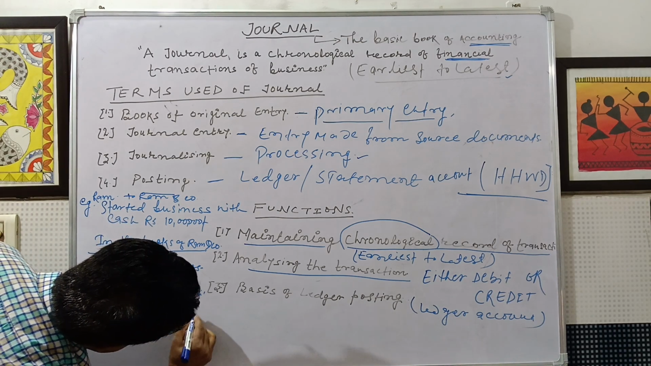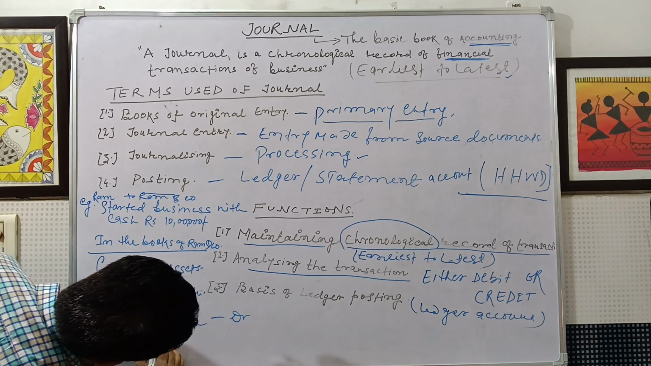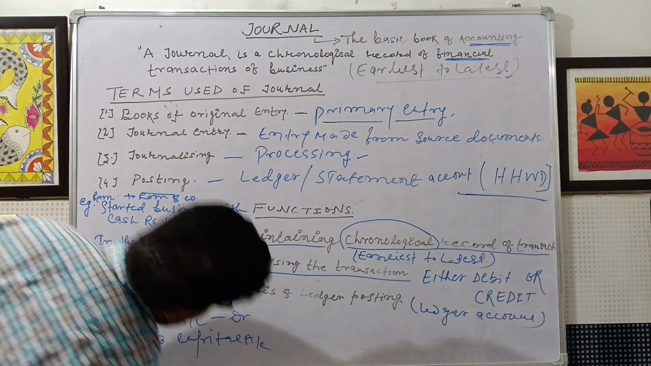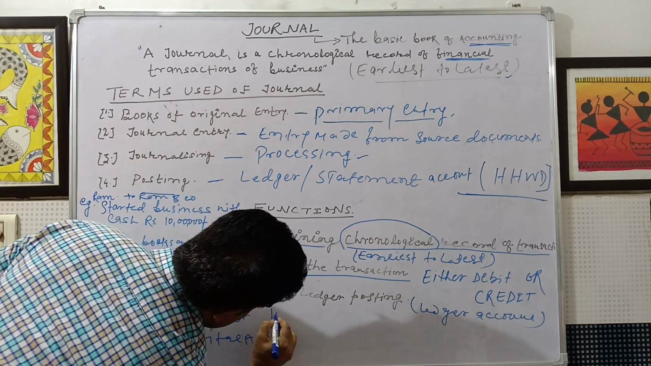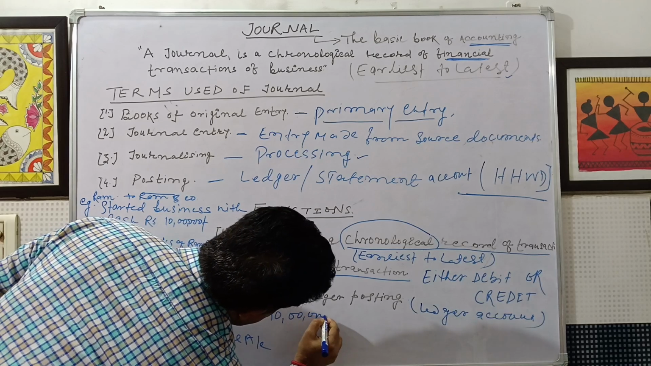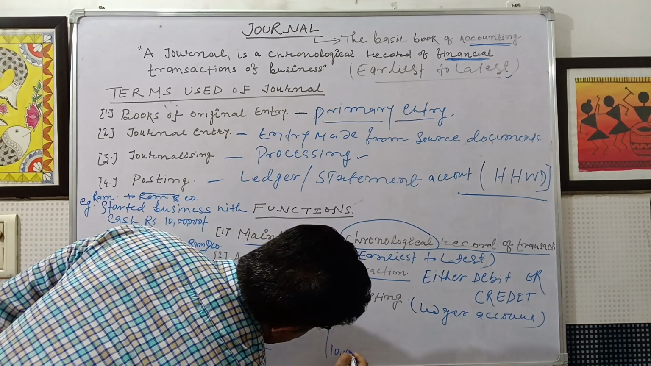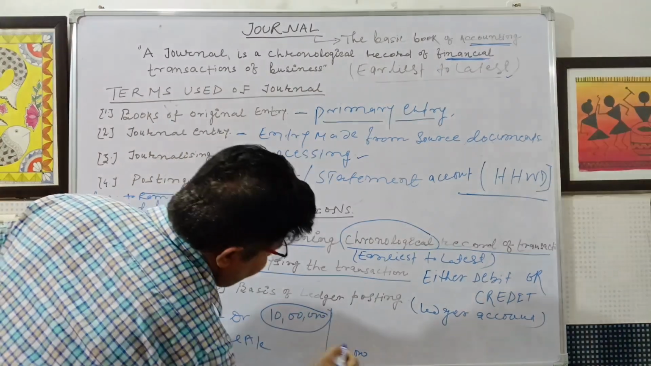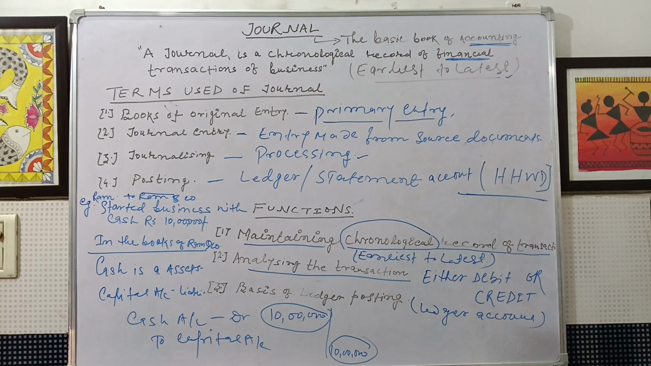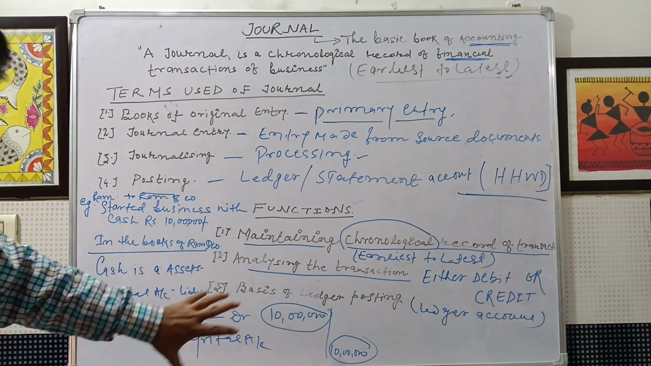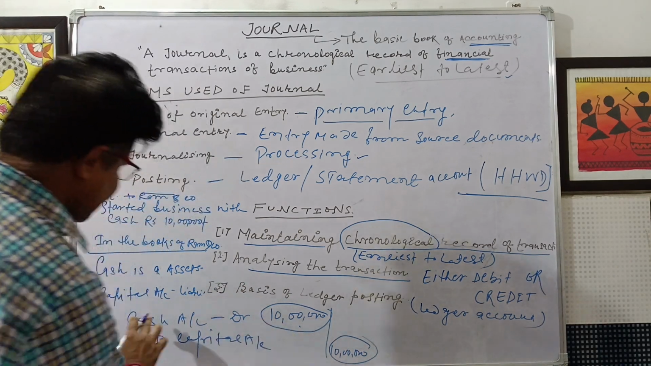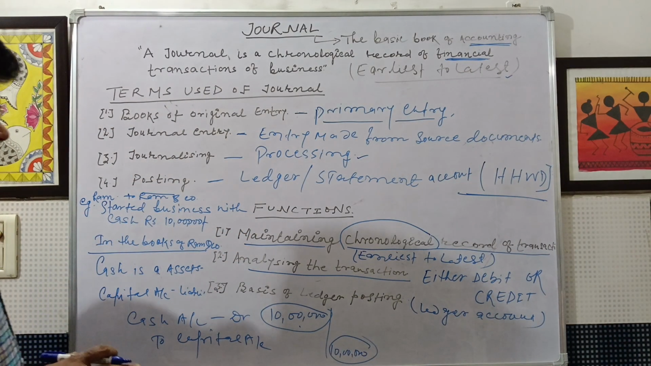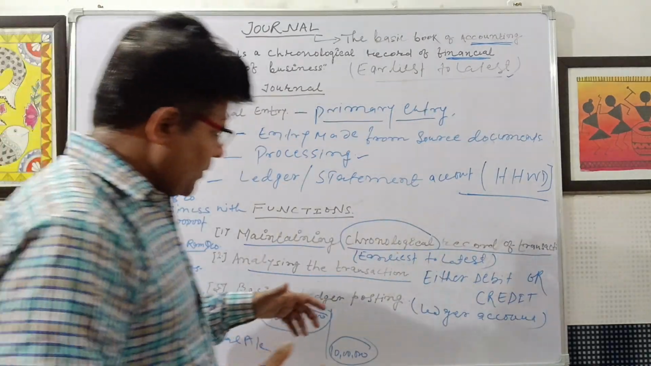So the entry will be: Cash account debit to capital account, 10 lakhs. This 10 lakhs shows the money measurement concept. If any transaction is in terms of money, so this is 10 lakhs rupees cash account debit to capital account. This is the journal entry, and we will discuss it briefly later.